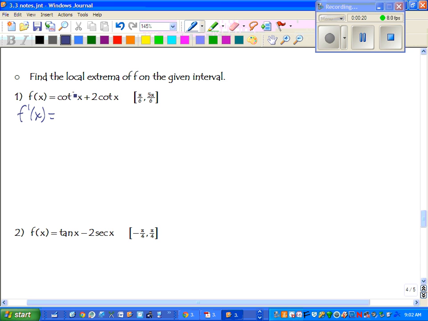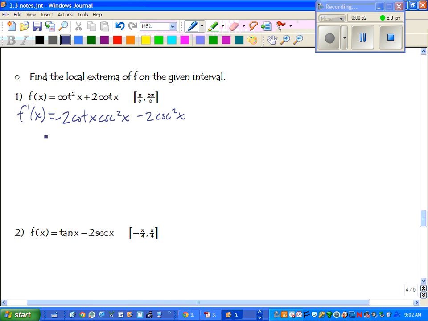Here we're going to need the chain rule. We're going to do the derivative of the exponent part first: 2 times cotangent to the first of x. Then we have to multiply by the derivative of cotangent, which is negative cosecant squared. I'm going to put the negative out in front, cosecant squared of x, plus here we just have 2 times the derivative of cotangent, which again is negative cosecant squared. So I'm going to make this plus a minus 2 cosecant squared of x.